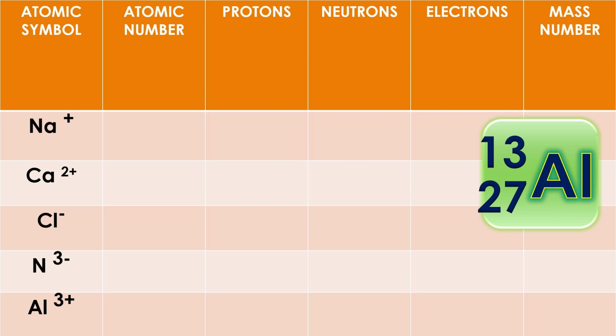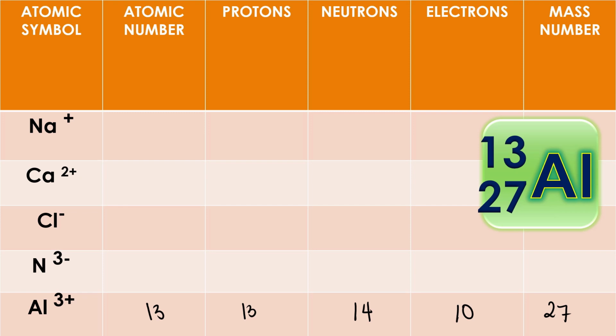Another one, what if it is positive 3. Still the same. Atomic number is 13, the number of protons is also 13, and our mass number is 27. So 27 minus 13, we have 14 for the number of neutrons. But for the number of electrons, since this is positive 3, we need to subtract 3 from the number of protons. So 13 minus 3, we have 10 electrons for aluminum. So there are 3 electrons that aluminum needs to donate to become stable.